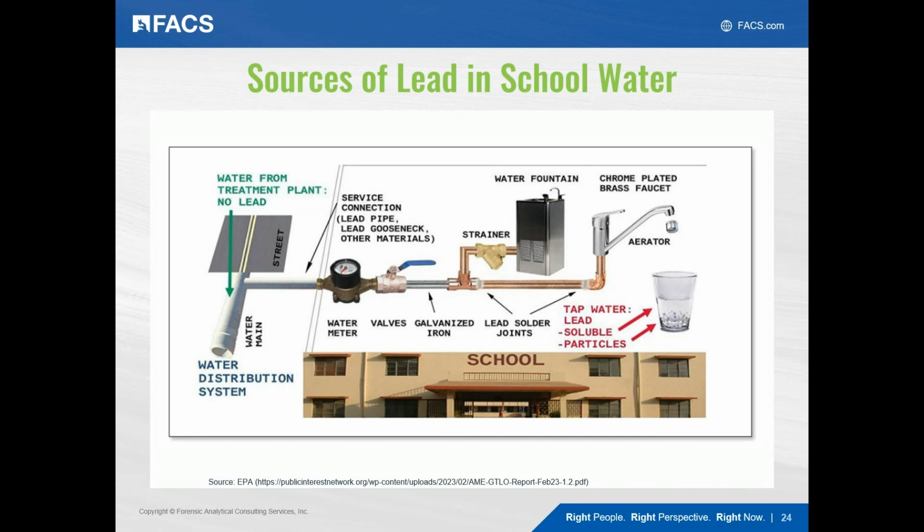Potential sources of lead include lead pipe, meters, valves, lead solder, joints, brass components like angle stops, and aerators. So you can see some of those depicted in the picture. And then the result is lead in the tap water. It comes in two forms. It could be either in a soluble form or as particulate.